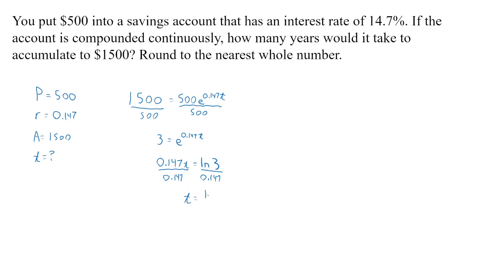And this is what you're going to enter into your calculator. So natural log of 3 divided by 0.147 gives you about 7.47, which is about 7. Therefore, the solution is 7 years.